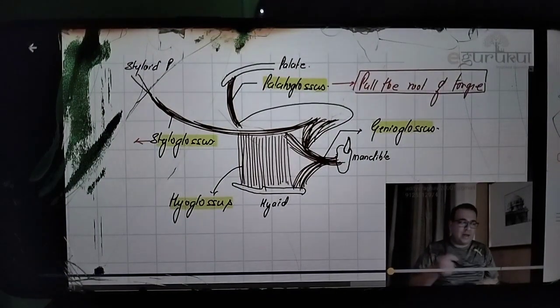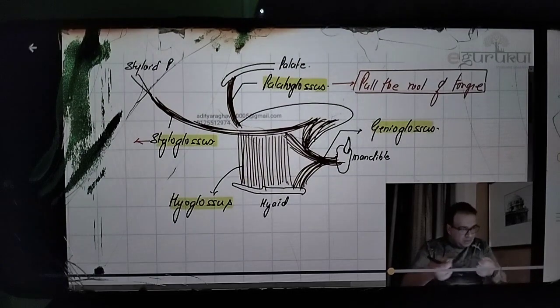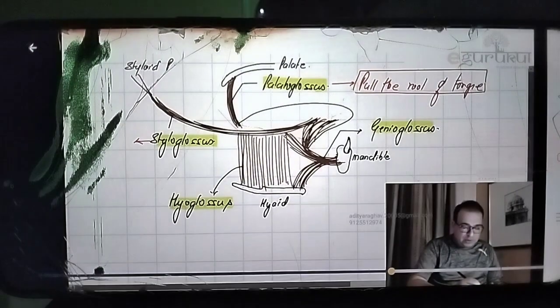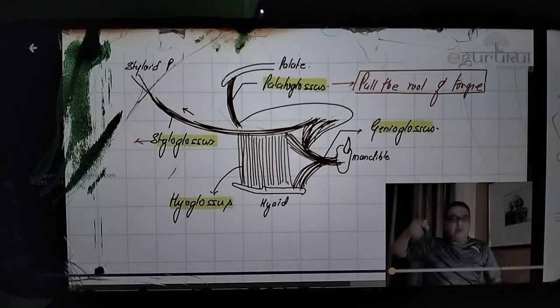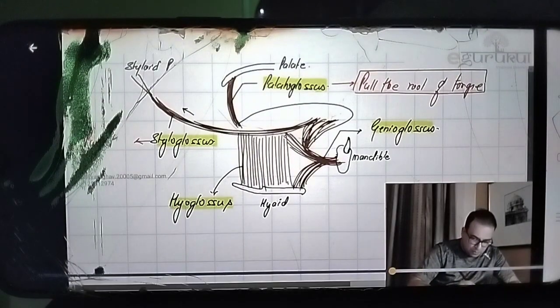So every time this muscle contracts, what will it do? It will pull the tongue backward, and since the styloid process is above, it will also pull the tongue upward. So in this direction it will take the tongue, pulling it backward and upward. This is the muscle which pulls the tongue backward and upwards.